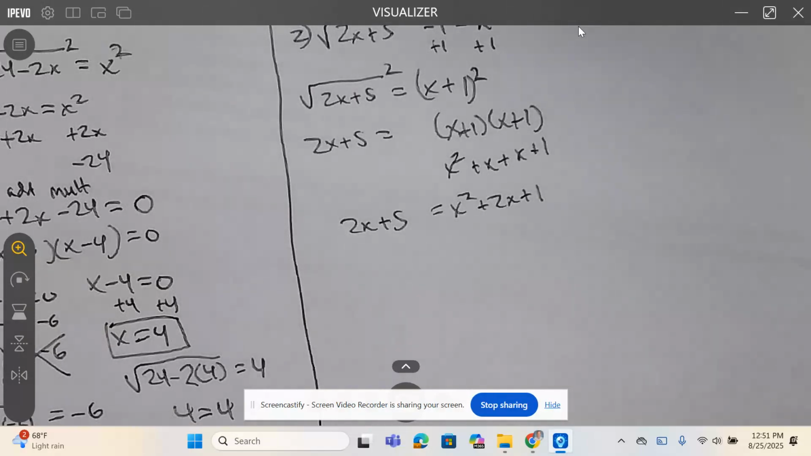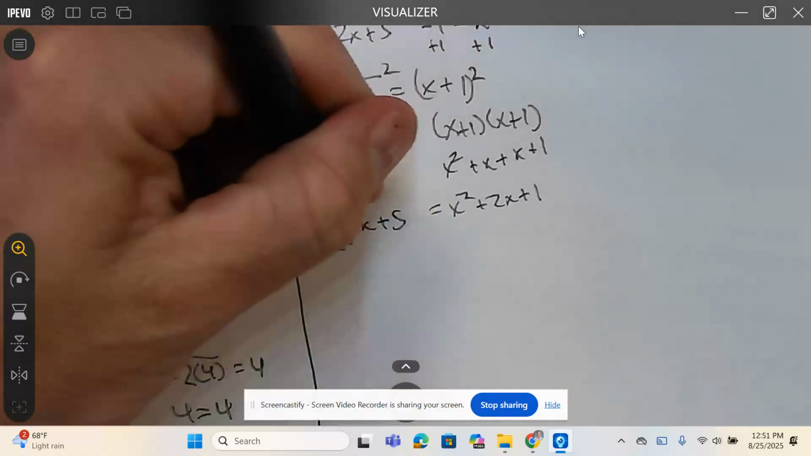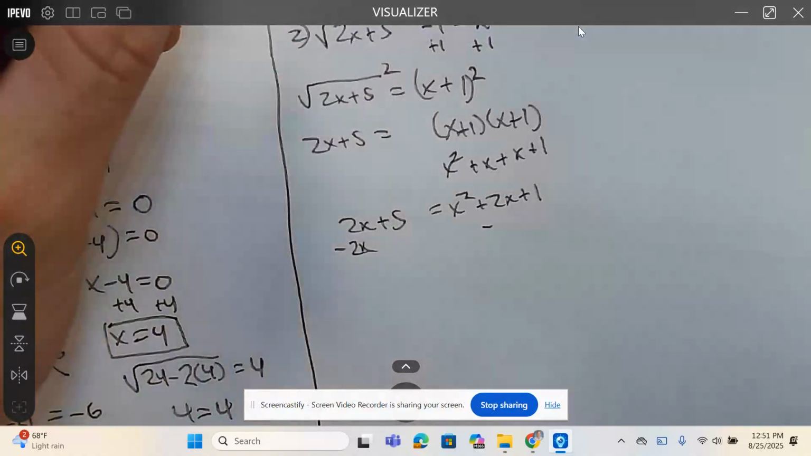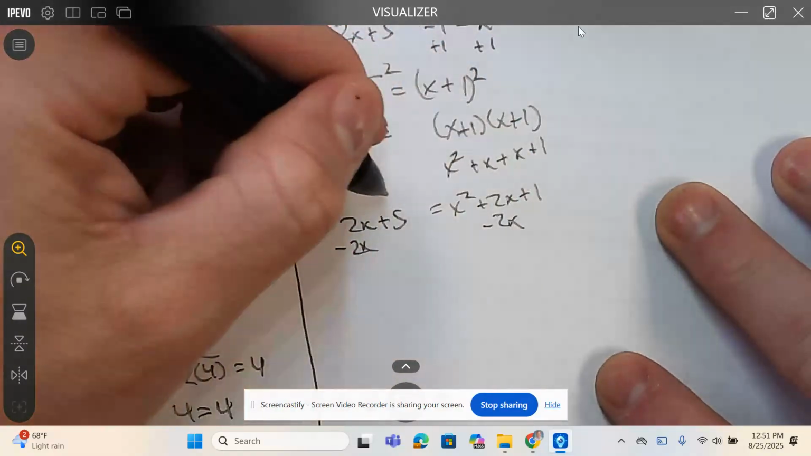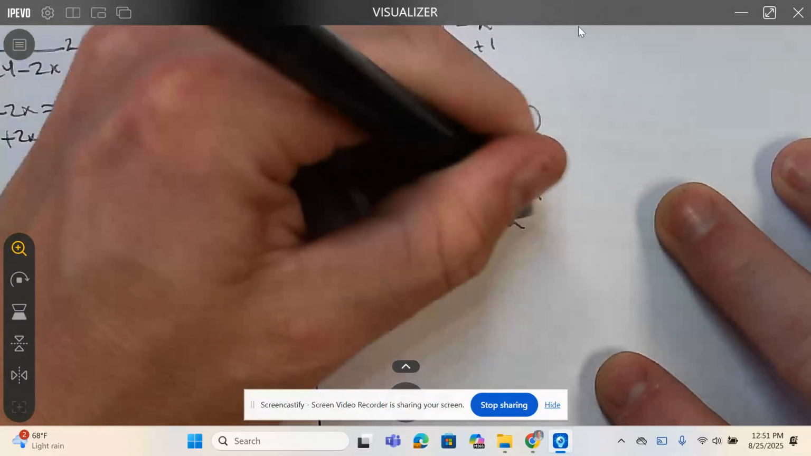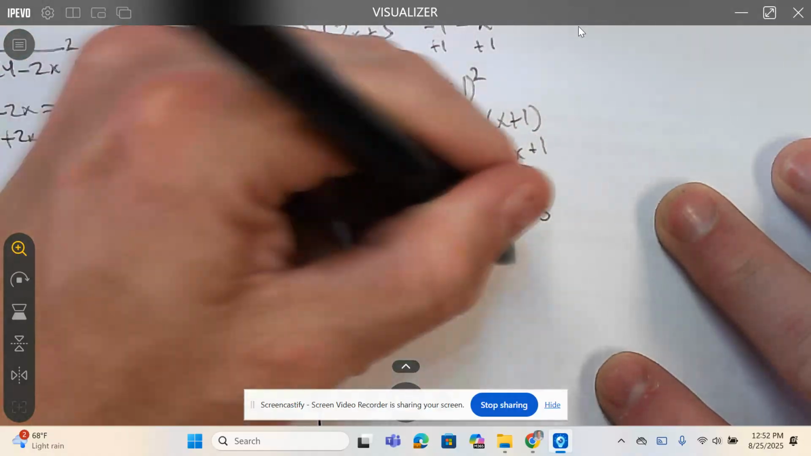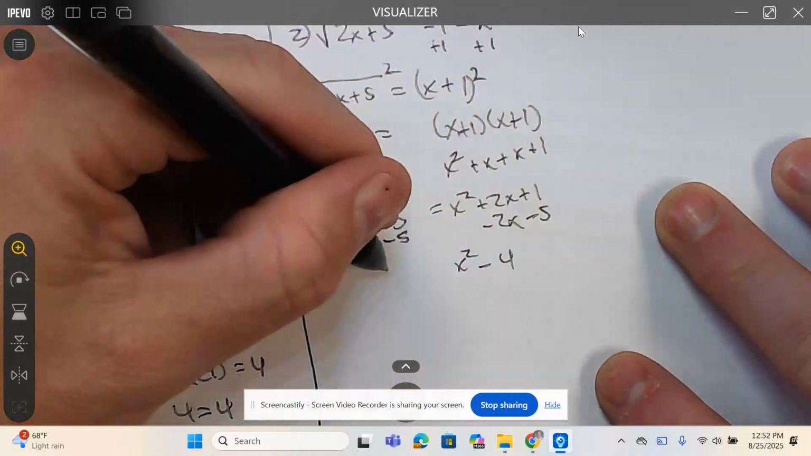All right, now we want to get the equation equal to 0. What in the world? I'm going to get something weird here. It's going to be a difference of 2 squares. This is a little interesting. I'm going to have x squared minus 4. That's just a difference of 2 squares.